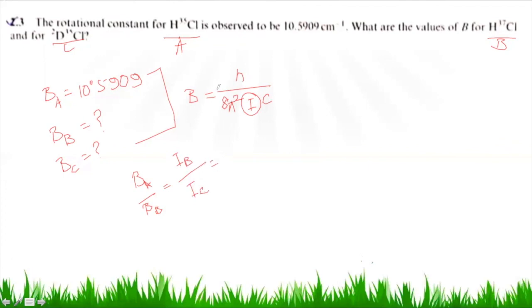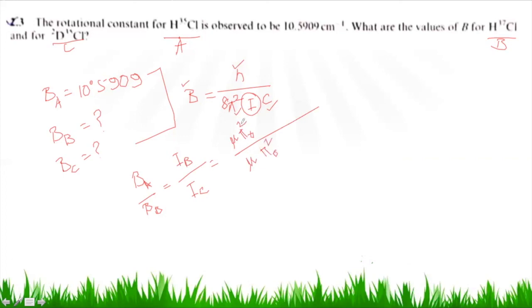As I already showed you how to calculate the value of I: if B is given, h is the Planck constant 6.626 already known, 8 pi square, the pi value we already know, and the c value we already know. So how can we find out the value of I? If the value of I can be calculated, the rest will be easy. So how do we go through it? Go through the proper way: I is mu R naught square.